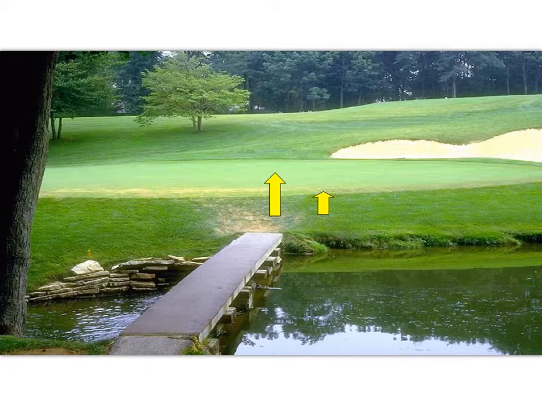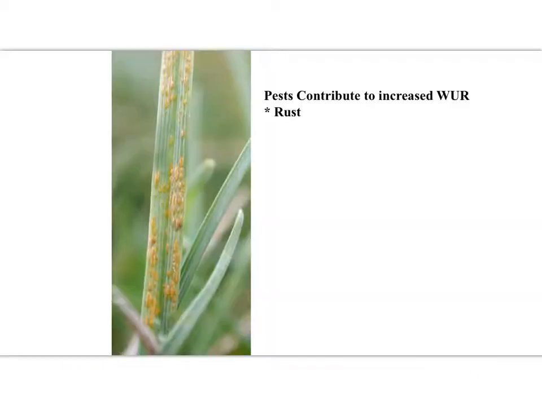Turf subjected to increased traffic and wear has higher water use rates. Where the turf is worn from golfers entering and exiting this green, water use is higher than where wear is minimal. Biotic stresses like diseases, in this case rust, can increase water use rates. Rust pustules rupture the leaf epidermis, increasing water loss.